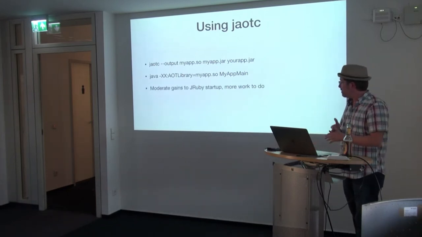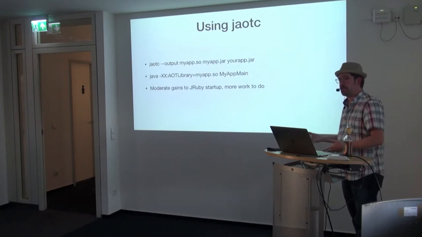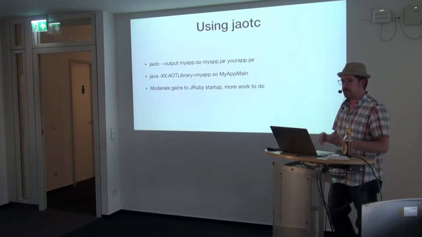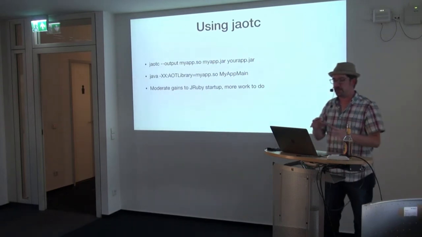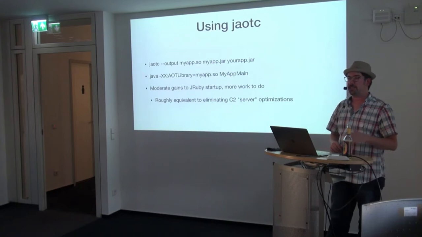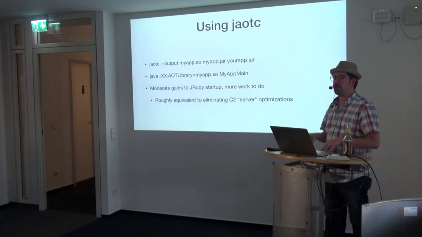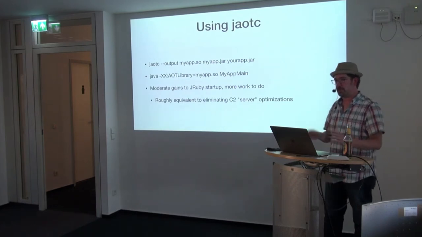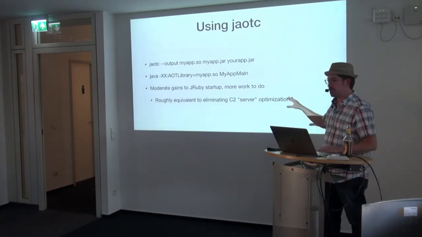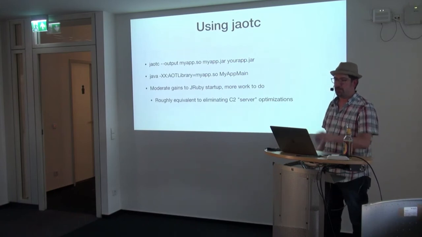We played around with this on JRuby. The gains have been pretty moderate. We have not tried combining AOT plus app CDS plus various tweaks that you can use to limit how much it compiles and how much it optimizes. But it's roughly equivalent to us turning off the C2, the server compiler. That's where most of our warm-up and slow startup comes from. C2 starts compiling stuff immediately, takes cycles away from the machine. We don't boot up as quickly.